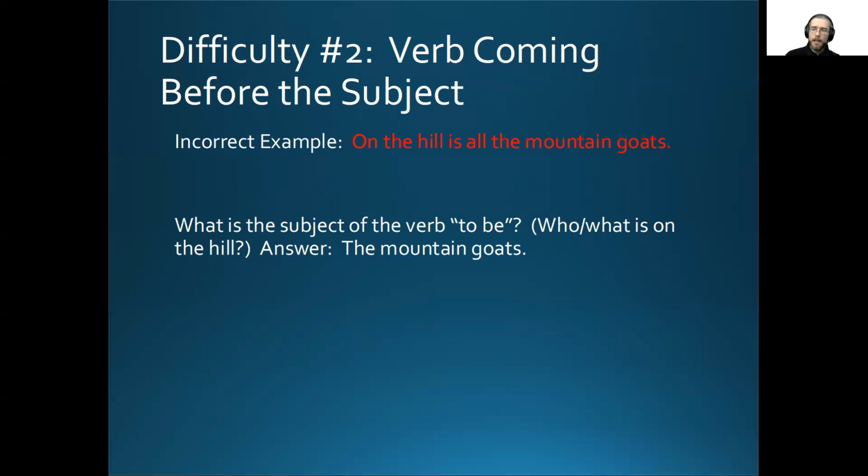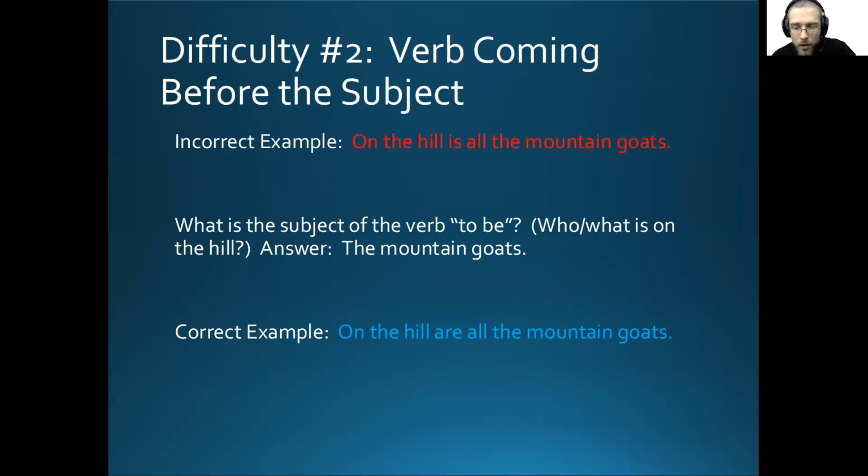So when you see this sentence, or when you review any of your sentences to try to correct for subject-verb agreement errors, ask yourself, what is the subject? In this case, what is the subject of the verb to be? Who or what is on the hill? The answer is the mountain goats. So the subject is plural, which means that the correct example would be, on the hill are all the mountain goats. That verb to be is not in the singular, is, it's in the plural, are.